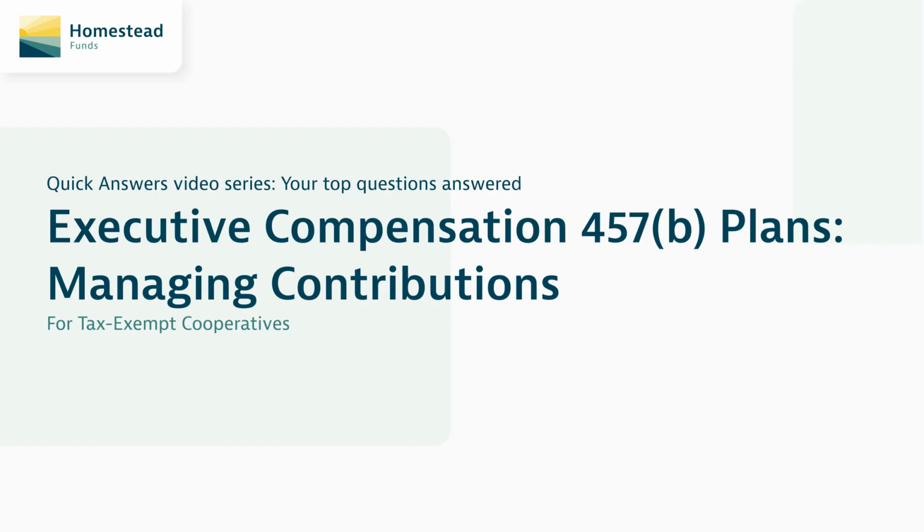Welcome to our tutorial series on the Executive Compensation 457B Plan for Tax-Exempt Co-ops, presented by the Homestead Fund's Deferred Compensation Consulting Team. A key part of administering your co-op's 457B plan is managing contributions by the participant to the plan. To help you understand this process, we will review the following: key administrative tasks involved in managing these contributions, the limits on contributions, the availability of special catch-up opportunities, and then finally some information about tax withholding and reporting responsibilities.